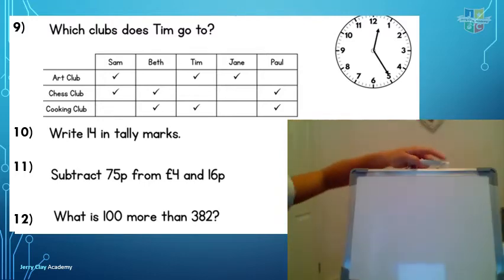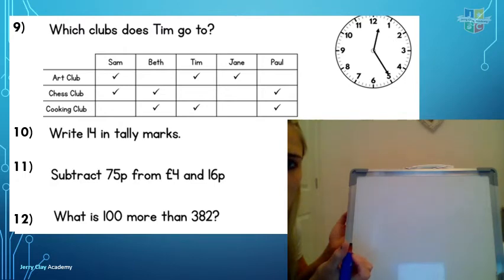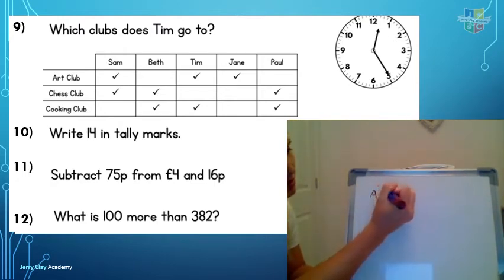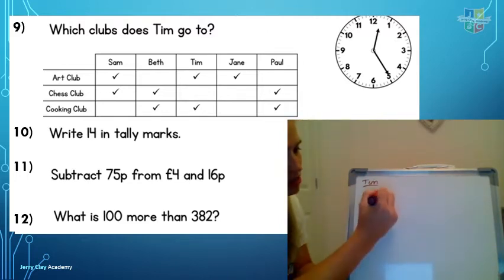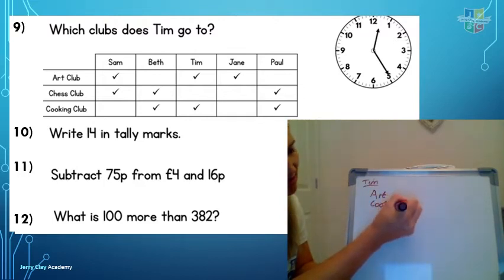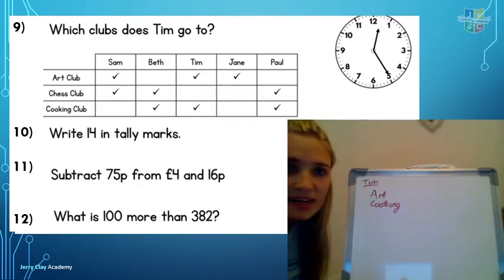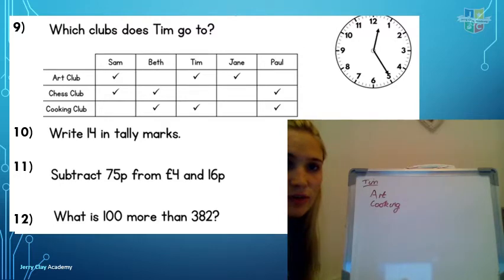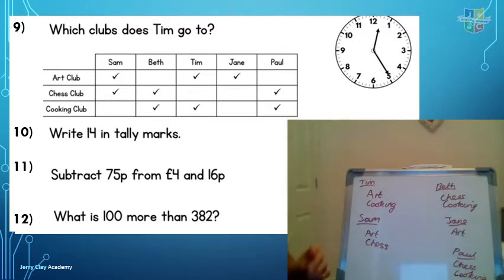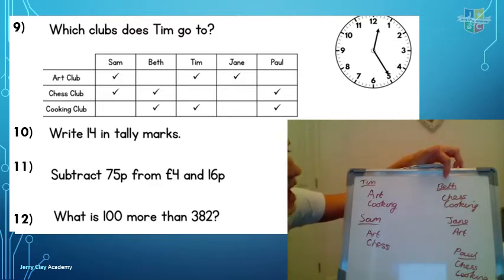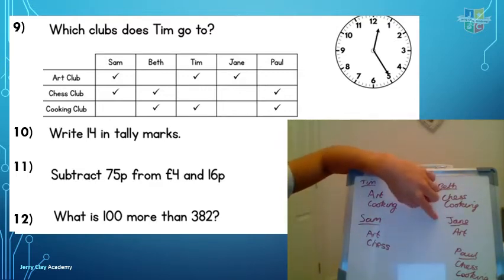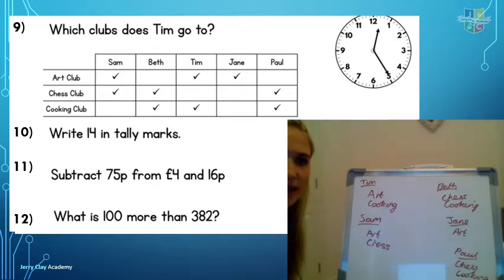Number 9, which clubs does Tim go to? If we have a look down the column with Tim, we can see he goes to the art club. And we can see that he also goes to cooking club. For your bonus marks, if you have got these right for Sam, we can see that Sam goes to the art and chess club, Beth goes to cooking and chess, Jane goes to art, and Paul goes to chess and cooking. So well done if you got all of those right, give it a tick.